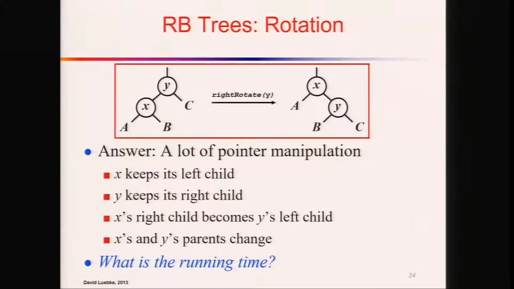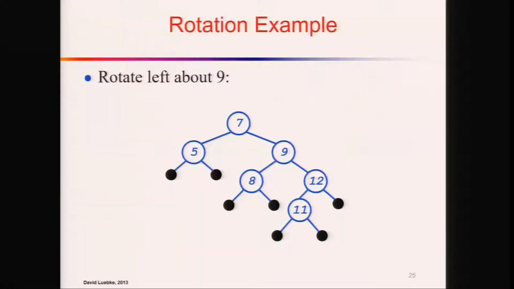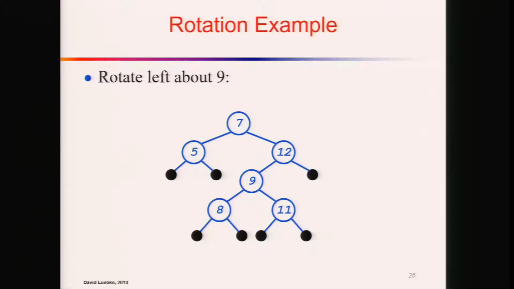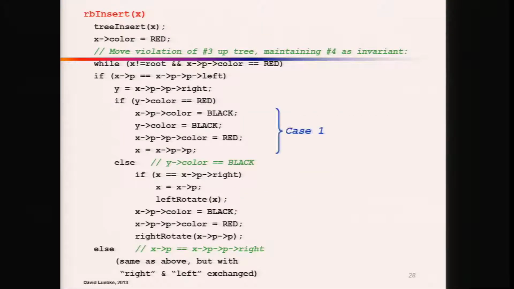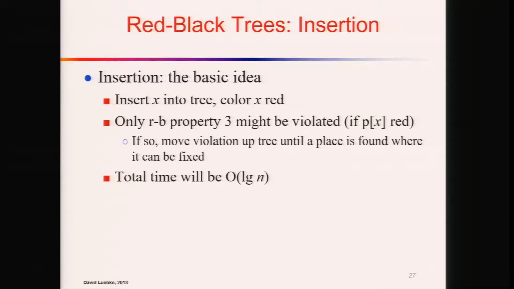So if we take this tree and rotate it left about 9, with the 9 and the 12, now it's the 12 and the 9. So now when we insert into a red-black tree, we try coloring the node red, but if that leaves 2 red nodes in a row, and it can't be fixed by a local recoloring into black, we're going to do a local rotation.